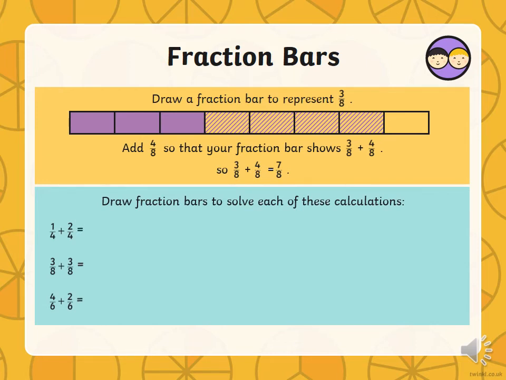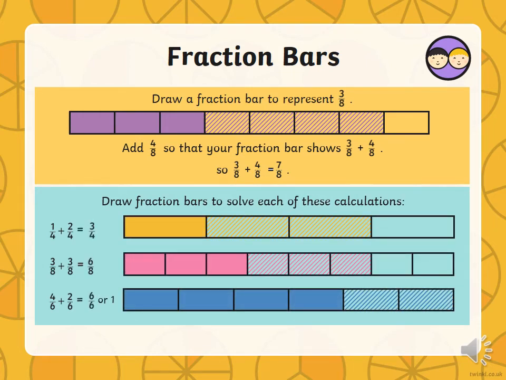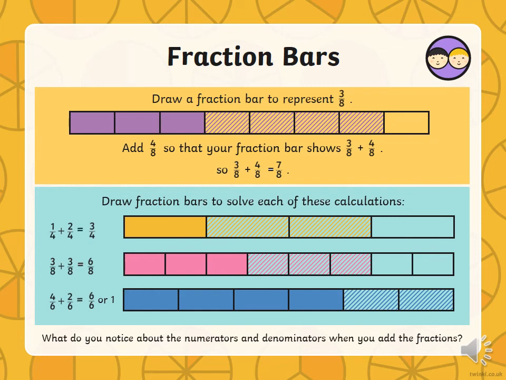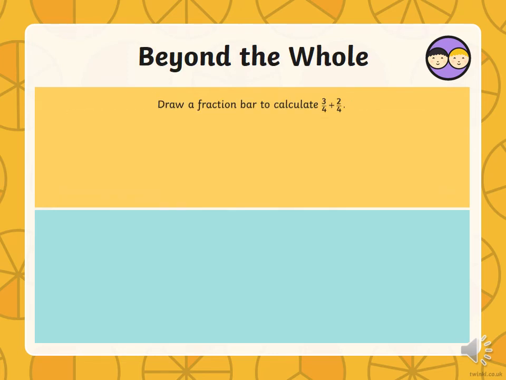So draw fraction bars to solve each of these calculations. Now on your piece of paper, what I want you to do is draw bars to solve these 3 equations. What do you notice about the numerators and the denominators when you add fractions? Think for a minute. Excellent. So the denominator always stays the same, whereas the numerator changes because the 2 numbers at the top are always added.